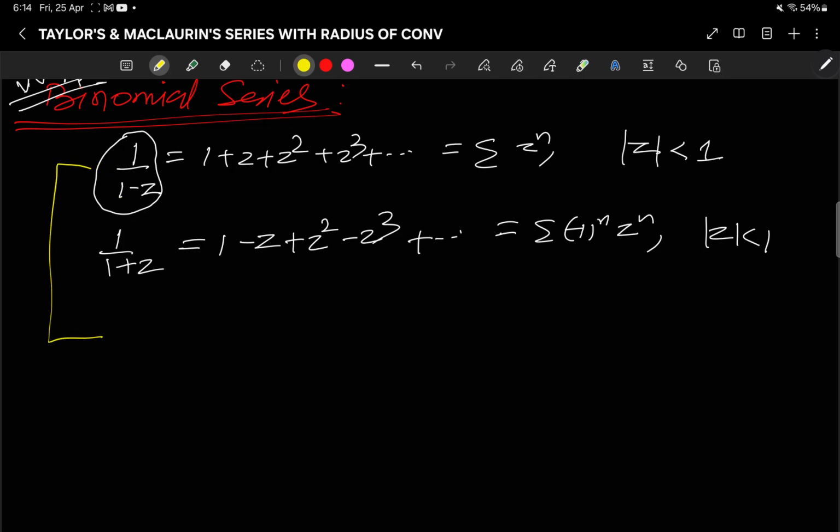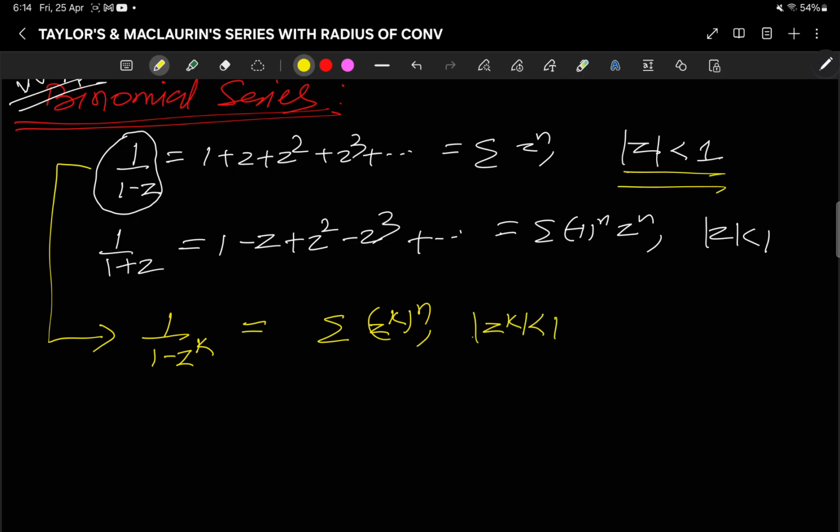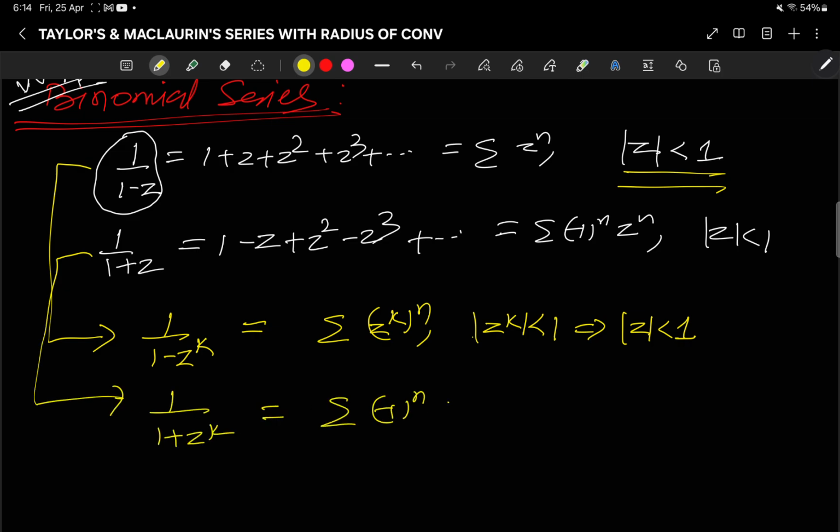Now in view of this, suppose I take 1 by 1 minus z to the power k, then what will happen here? It is summation of z to the power k whole to the power n, and in view of this you write mod z to the power k less than 1. So this is the same thing as mod z less than 1. Okay, and in view of this you can write 1 by 1 plus z to the power k as summation of minus 1 to the power n z to the power k whole to the power n, with mod z to the power k less than 1, which is the same thing as mod z less than 1.